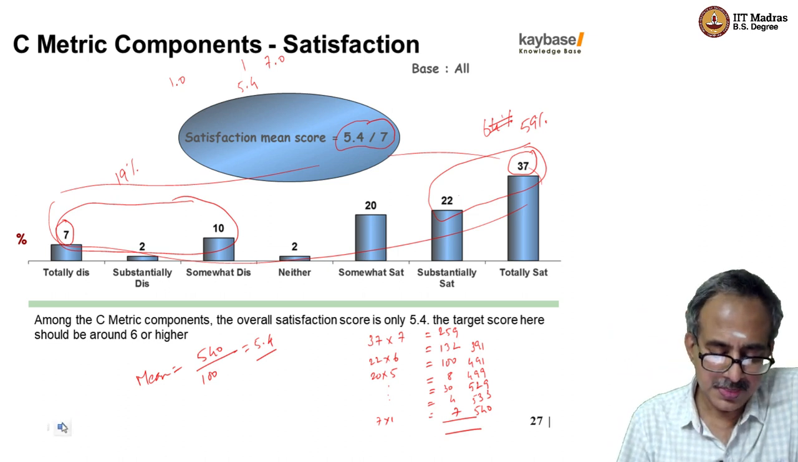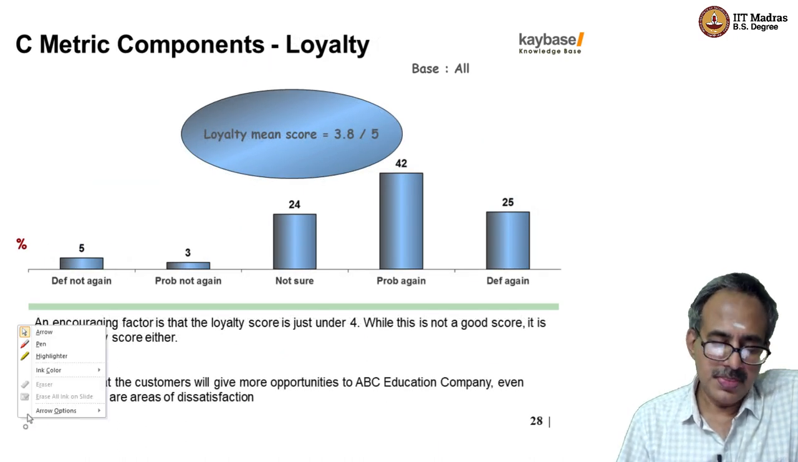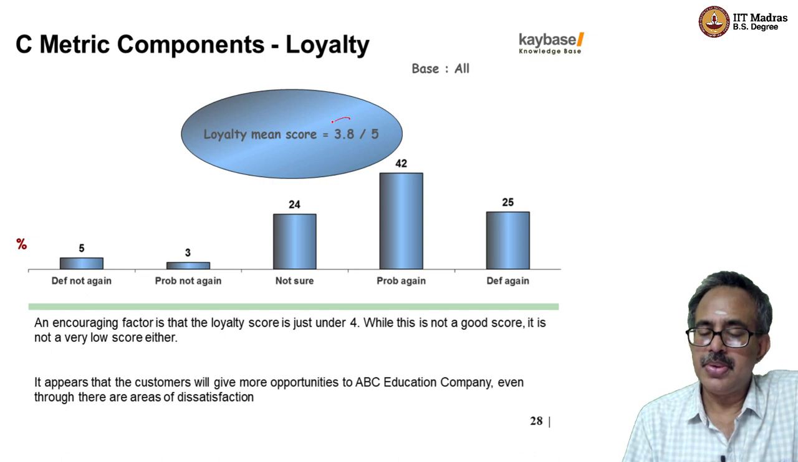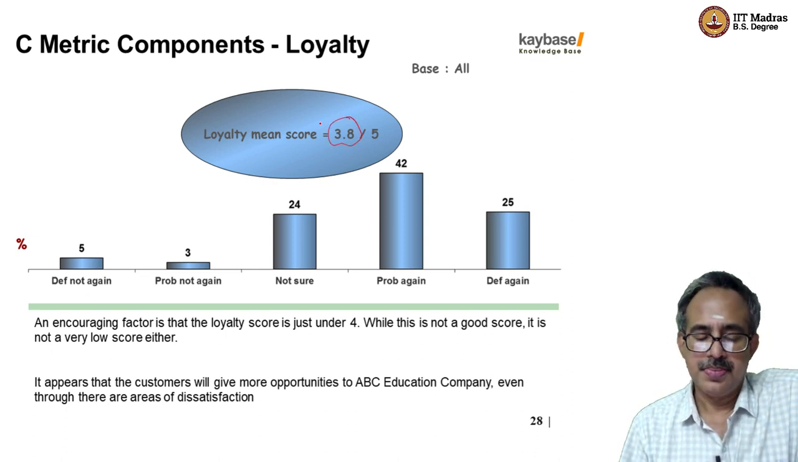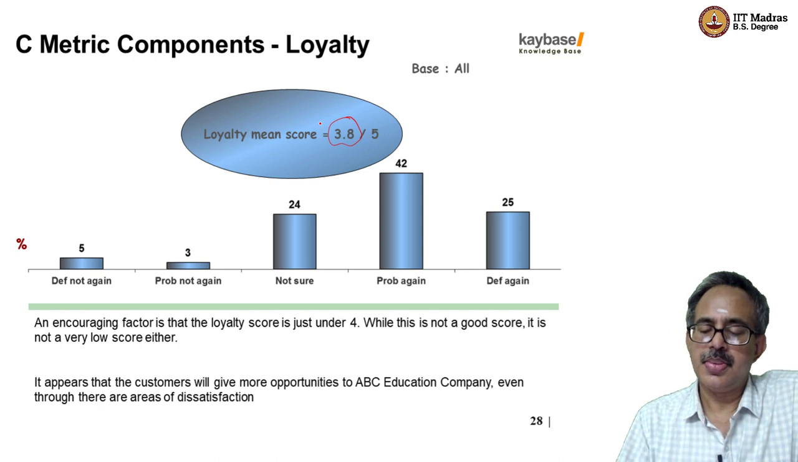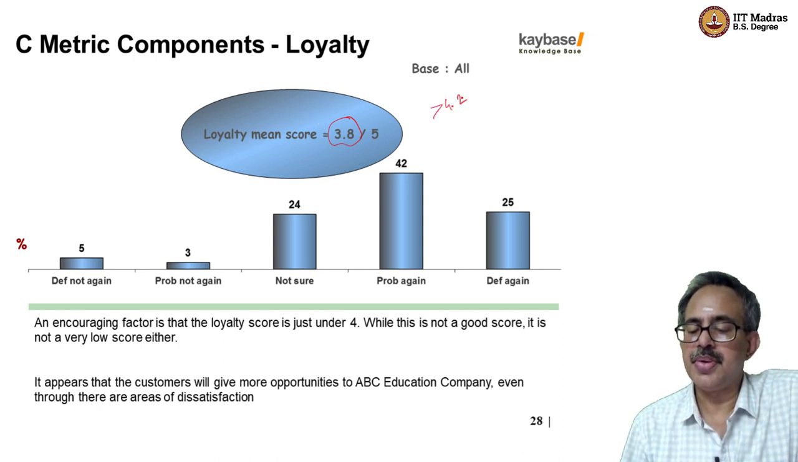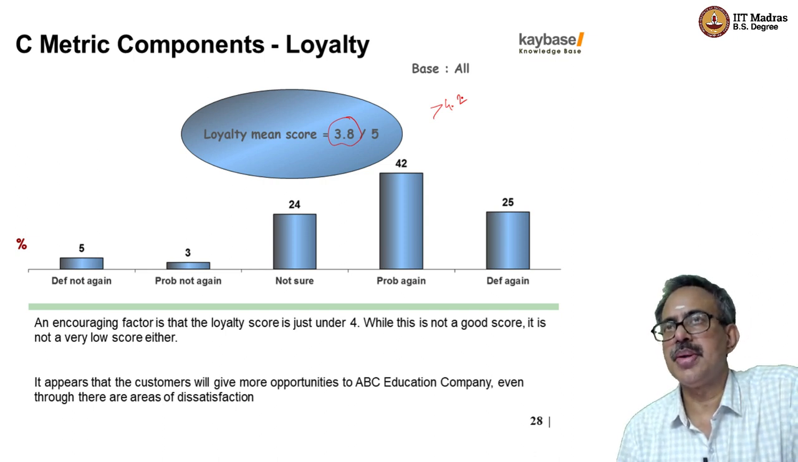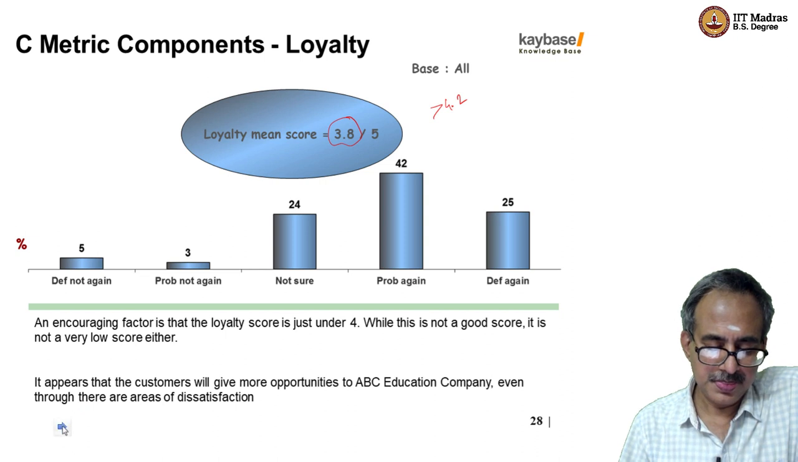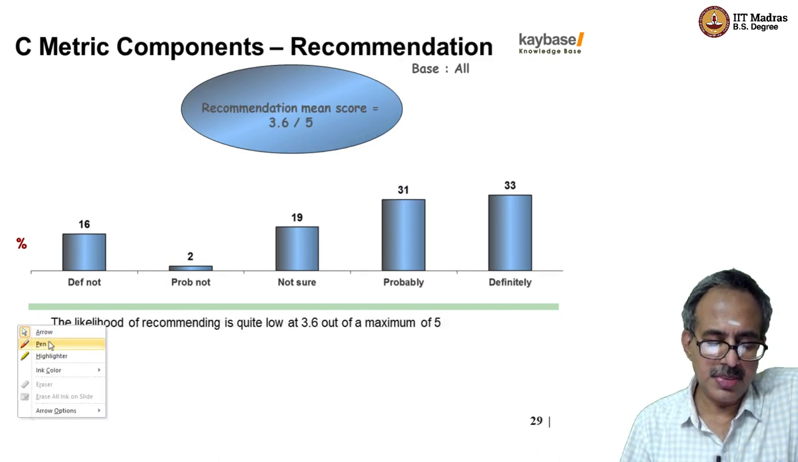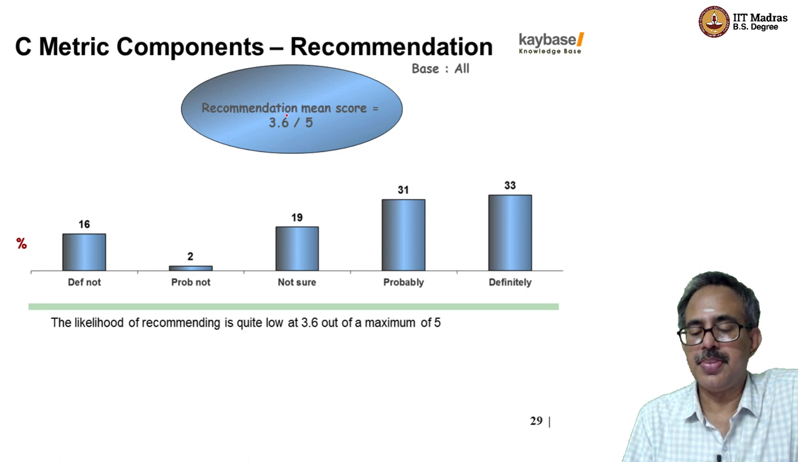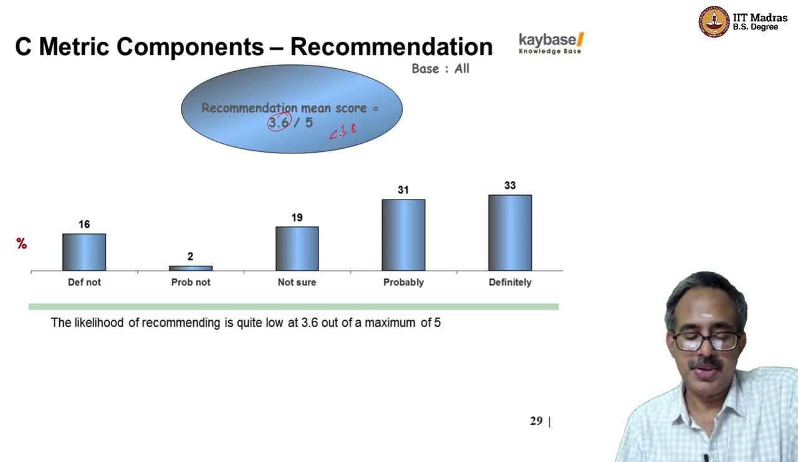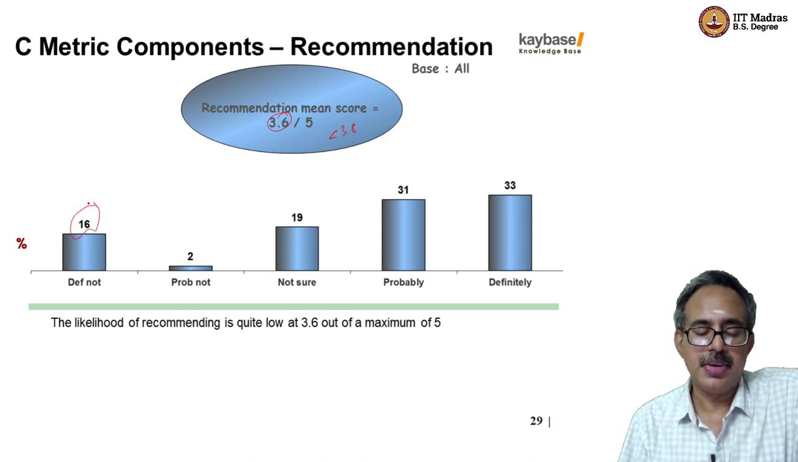We'll go forward. So satisfaction is not too good. It's okay. Loyalty, again, okay, not too good. At what point would you consider it to be generally good? If it is more than 4.2, we'll consider it to be very good. Those are benchmarks that the industry works with. Intention to recommend, advocacy, not good. 3.6, it's less than even 3.8, so it's not good at all. And 16% is definitely not a good sign at all.